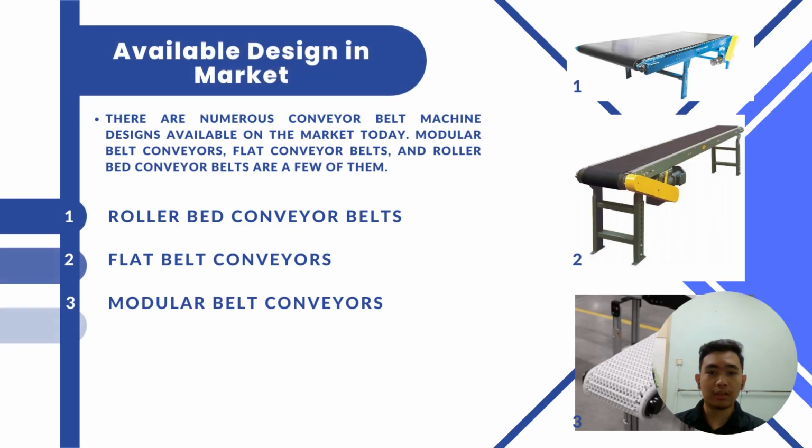Okay, this is our example of available designs in the market. There are numerous conveyor belt machine designs that are available on the market today. Some of them we can see are modular belt conveyors, flat conveyor belts, and roller belt conveyors. A few examples that we can see on the market today.